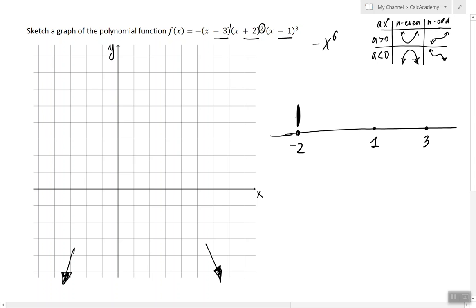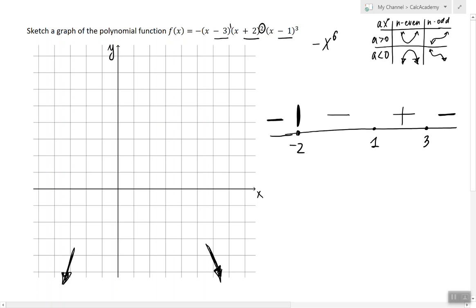Now we can start labeling the intervals. Since the function is going to -infinity on the left and on the right, that means the function will be negative here and negative here. And now going from right to left, at 3 we have odd multiplicity, so the sign will change. At 1 we have odd multiplicity, so the sign will change. At -2 we have even multiplicity, so the sign will not change.